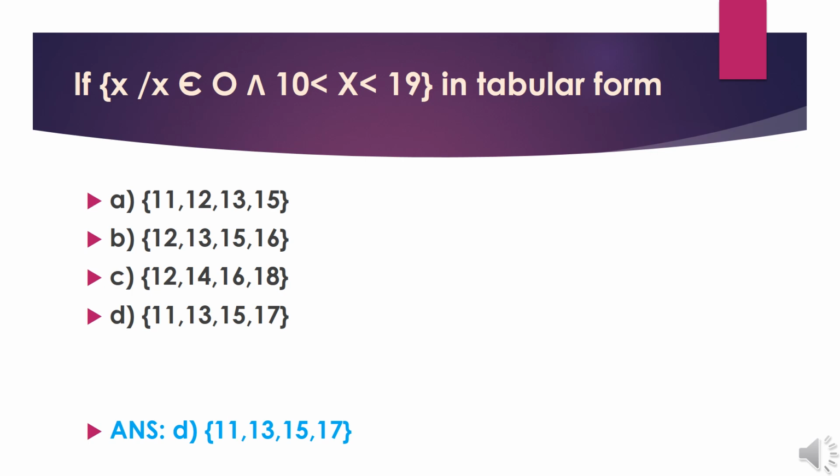If X such that X is an element of odd number 10 less than X less than 19 in tabular form, A, 11, 12, 13, 15, B, 12, 13, 15, 16, C, 12, 14, 16, 18, D, 11, 13, 15, 17. Answer D, 11, 13, 15, 17.